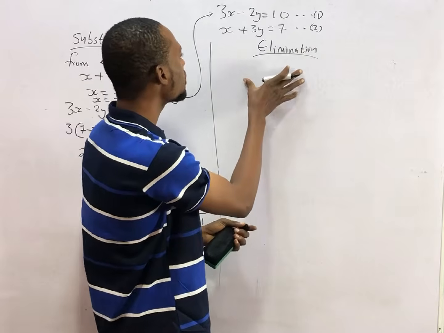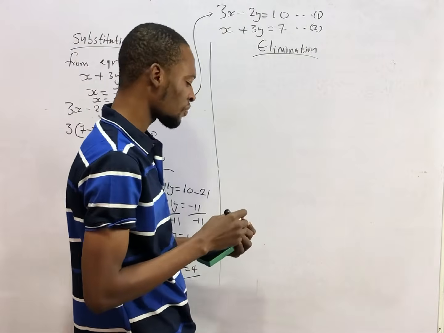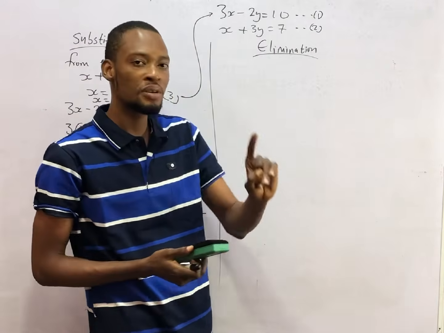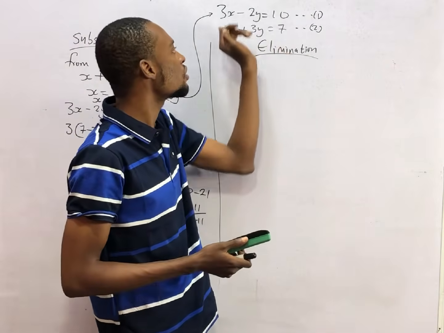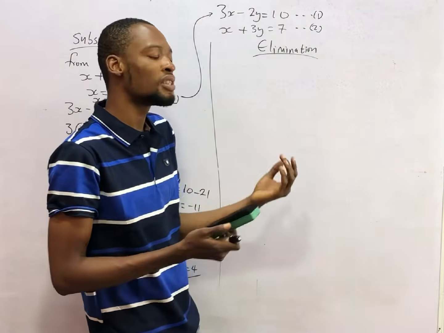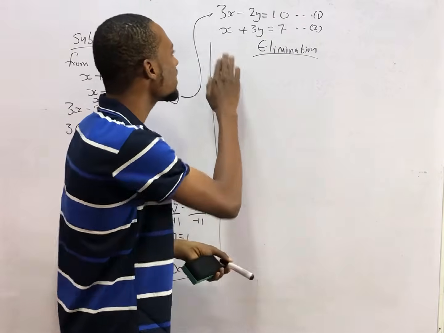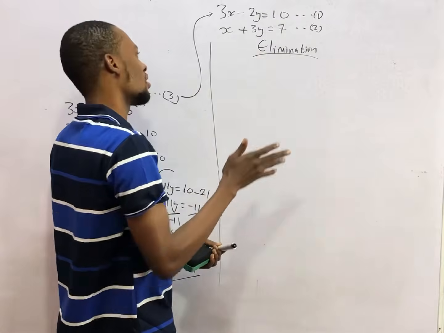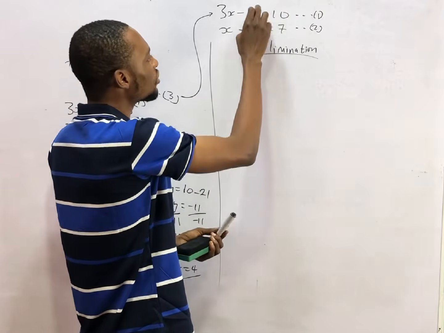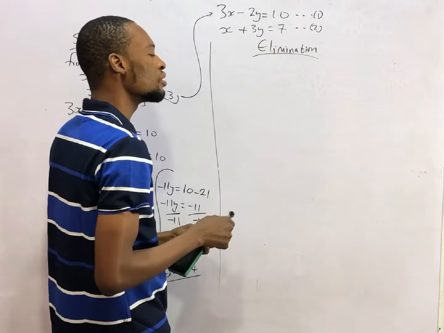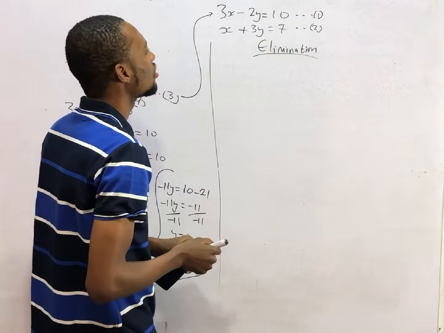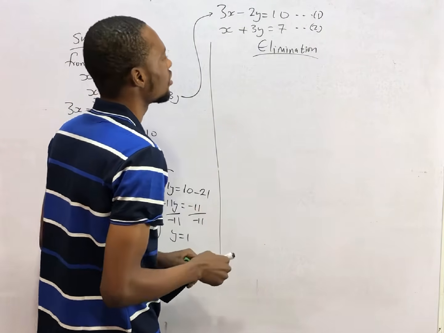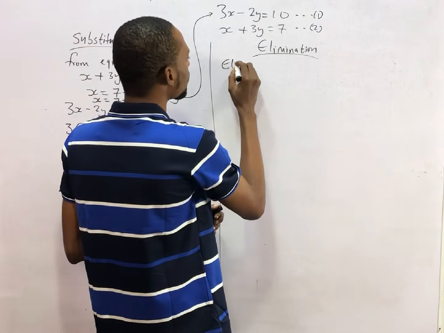Now, let me use the elimination method. The elimination method has to do with eliminating one variable in the early stage. You can choose to eliminate s or choose to eliminate y. If you are removing s, then the value of s here and s here must be the same. If you are removing y, the value of y here and y here must be the same. Now, let me choose to eliminate s.